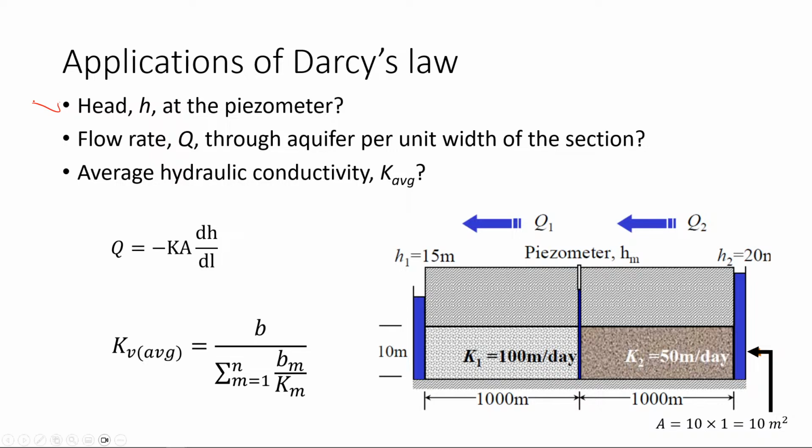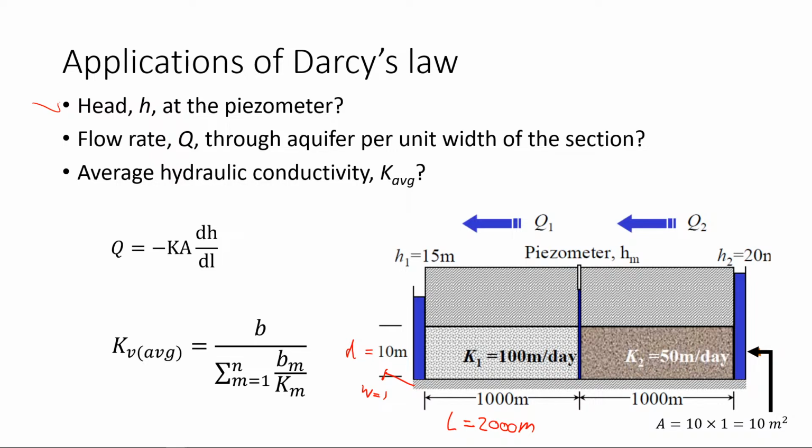The second question: what is the flow rate in the aquifer per unit width? This is the length of the aquifer, which is 2000 meters, and that's the depth of the aquifer. But I'm asking you per unit width, so here the width would be 1 meter.